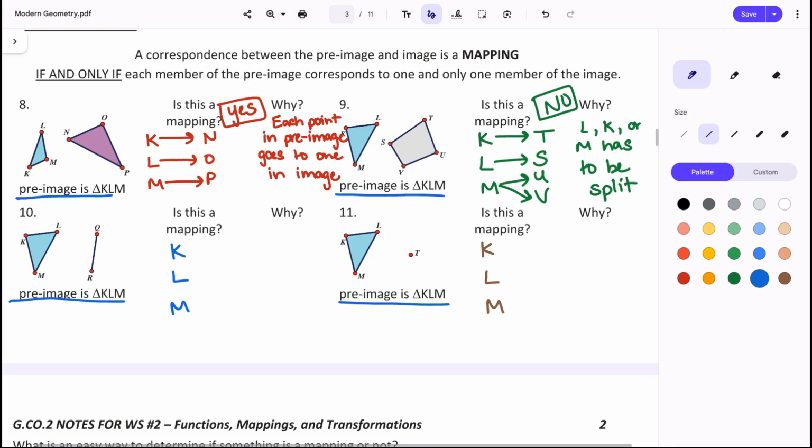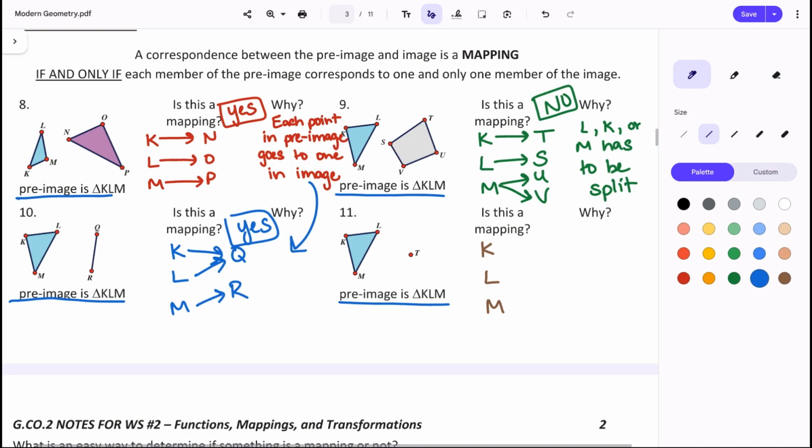Okay, how about number 10? What are my points for my image? Q and R. So K could go to where? Q. L could go to Q too. M could go to R. Is that an issue? No. Do I have more than one arrow coming off of K, L, or M? No. So it's a mapping. And again, I'm using the same reasoning. Each point in my pre-image goes to one of my image. I'm just drawing an arrow because I don't feel like writing that all out again.